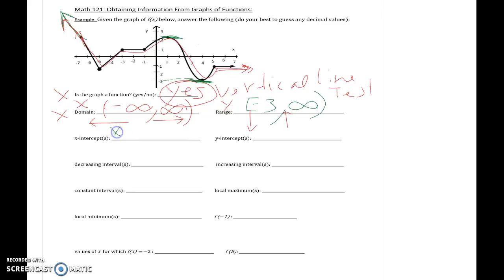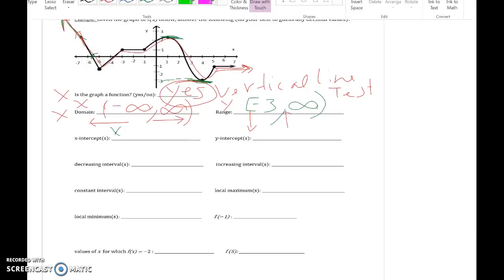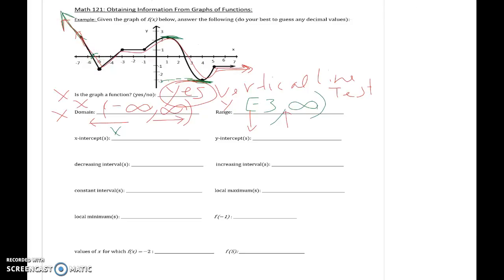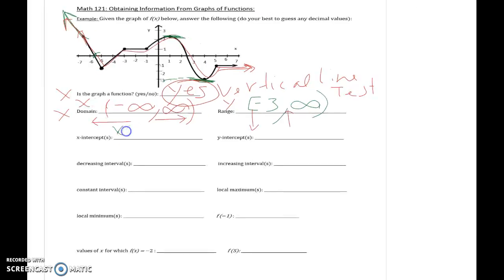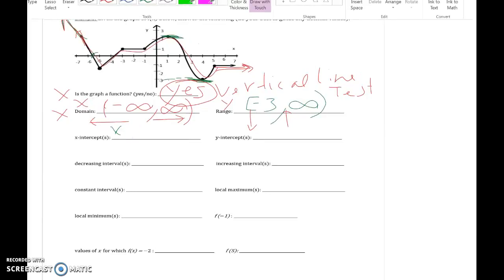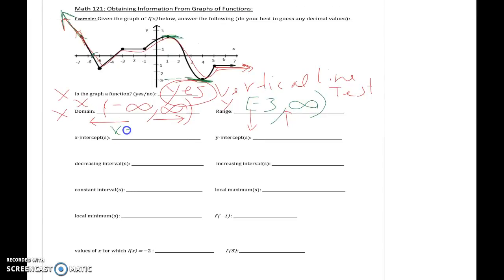So let's see, looking at this graph, it looks like there are 3 x-intercepts. There's one kind of over here on the left side, and it looks like that guy is, I would say, negative, just say negative 5.5. I mean, I'm thinking that's what it is. Let's see. x equals negative 5.5.